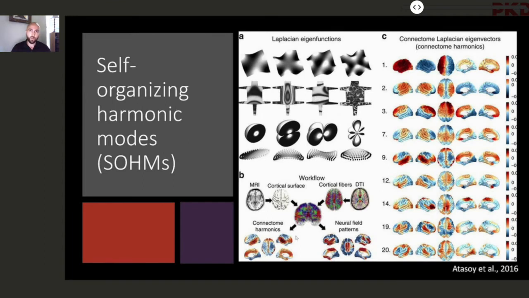Along these lines, inspired by Selen Atasoy's connectome harmonic brain modes framework, I describe synchronous complexes as self-organizing harmonic modes, or SOHMs, where the idea is that the formation of a synchronous complex computationally entails loopy message passing for the sake of approximate inference and marginalization over the subnetworks so synchronized.